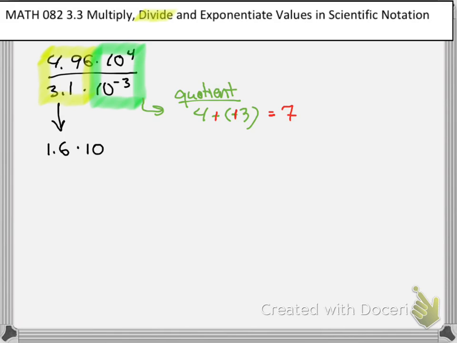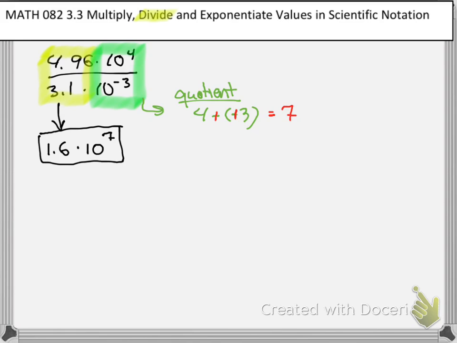A lot of times when students try to just do that really quickly in their heads, they accidentally subtract 4 and positive 3 and they get 1. So be careful of that. So that's it. This is your answer here. You have 1.6 times 10 to the 7th.